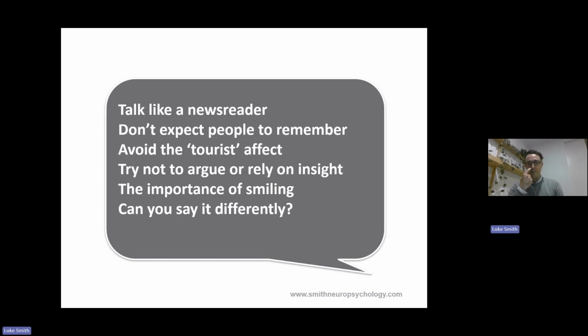Avoid the tourist effect. The tourist effect is this interesting thing that happens when someone doesn't appear to understand us. We just get louder and louder and louder. Why I call this a tourist effect is that many years ago when I was traveling in France, I was in a cafe and an American or Canadian speaking tourist said to the French speaking waitress, I want a coffee. The waitress didn't understand English. So all that person did, rather than trying to speak French, was get louder and louder and louder.